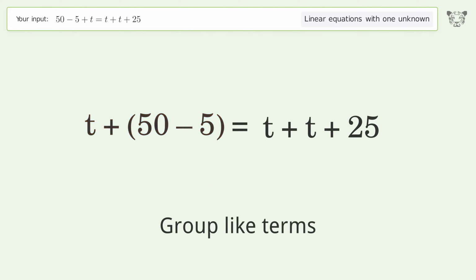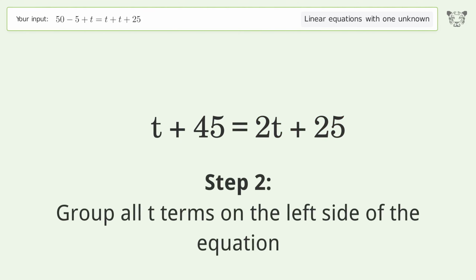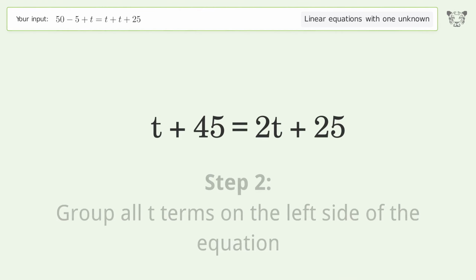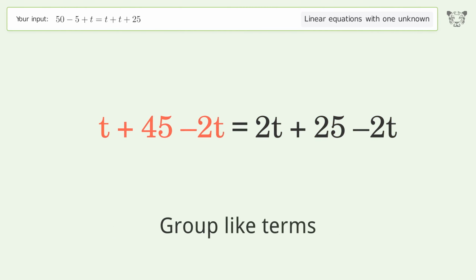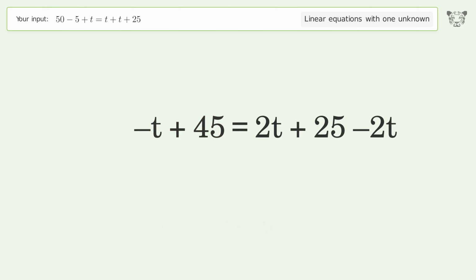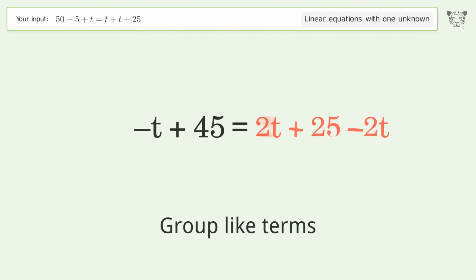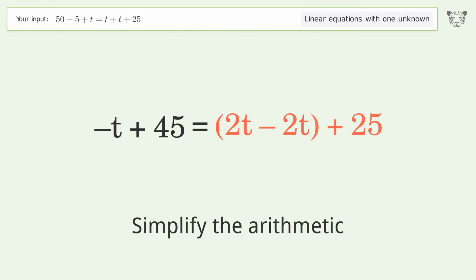Simplify the arithmetic. Group all t terms on the left side of the equation. Subtract 2t from both sides. Group like terms. Simplify the arithmetic. Group like terms. Simplify the arithmetic.